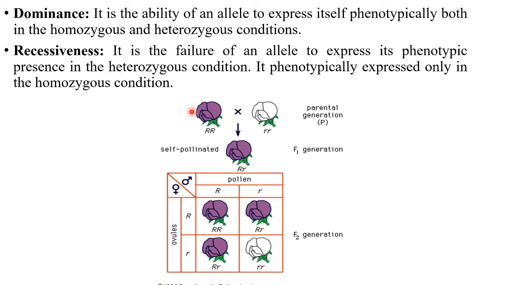So a recessive character is the failure of an allele to express its phenotypic presence in the heterozygous condition. Its phenotypic character is expressed only in the homozygous recessive condition. That's why small r only produces the white flower color.